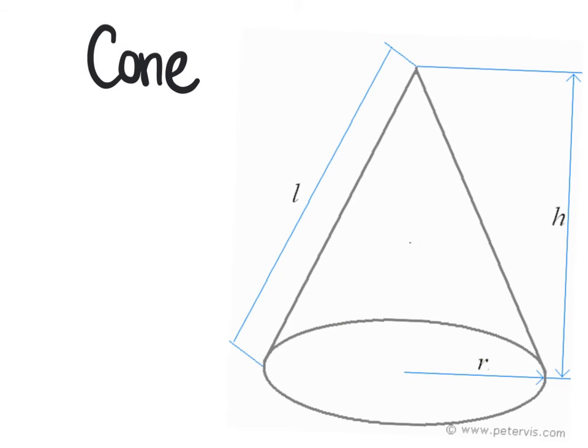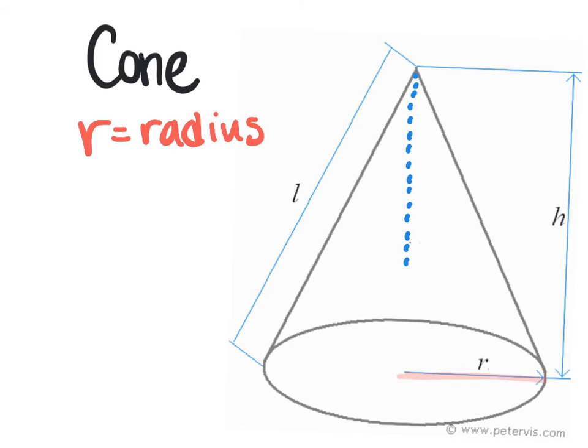Now, for a cone, our key dimensions are very similar. You have your radius, which is the distance from the center of the circle to the edge of the circle for the base. So we have r, which is the radius. We also have the height, which they have drawn outside. However, it's typically drawn on the inside. So this is h, the height.